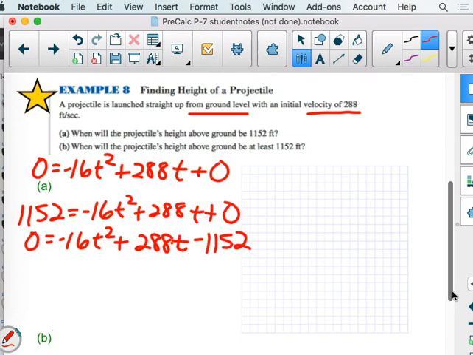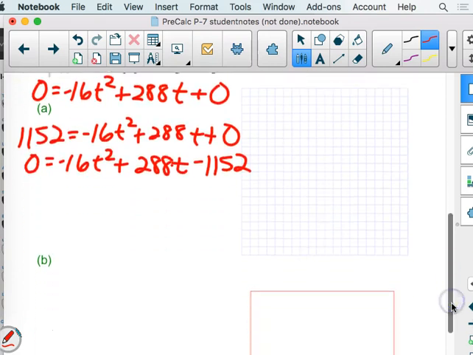Now, I don't know about you, but I'm really hoping all of these numbers are divisible by negative 16. So check on your calculators for me. Is 288 divided by 16 something nice? And is 1152 divided by 16 something nice? Both are a go? Cool. That should make our factoring a lot easier.